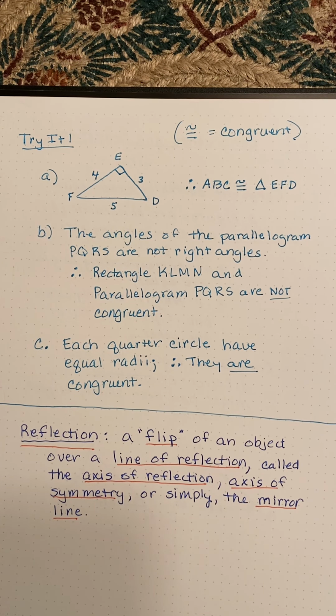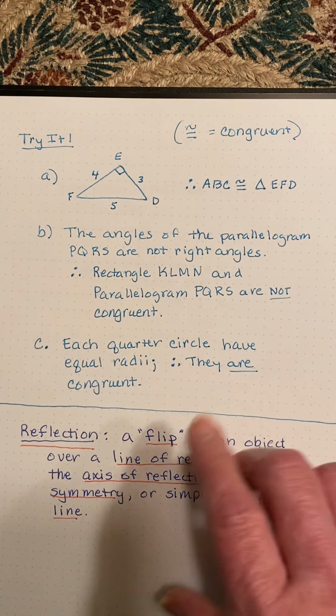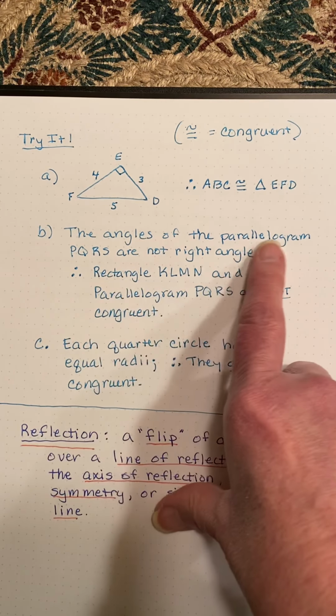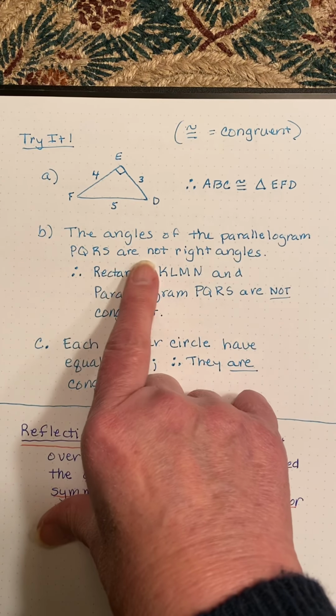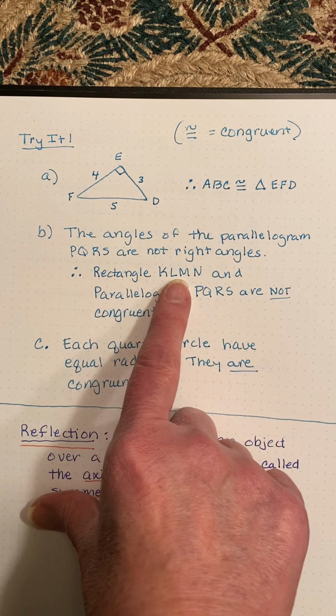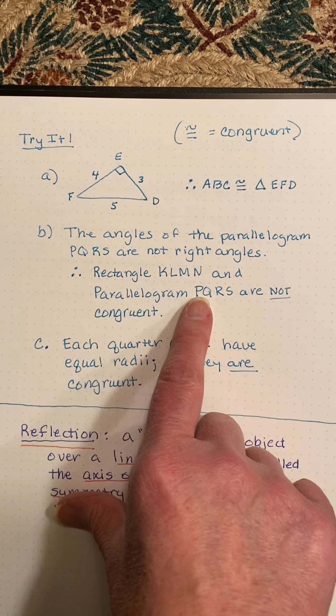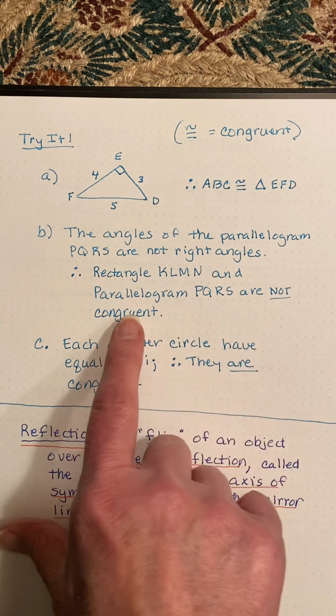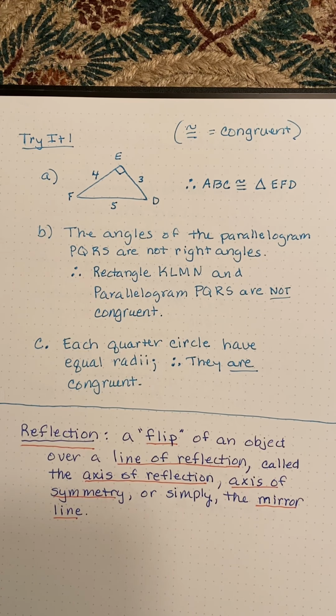Now, if we look at B, we see a rectangle and then we see a parallelogram. I can't call the second figure a rectangle because it's slanting. Therefore, the angles of the parallelogram PQRS are not right angles. And so therefore rectangle KLMN and parallelogram PQRS are not congruent because the angles don't match up.